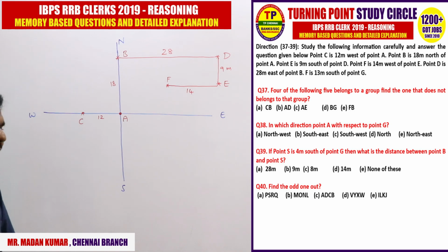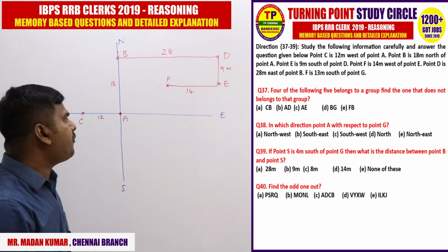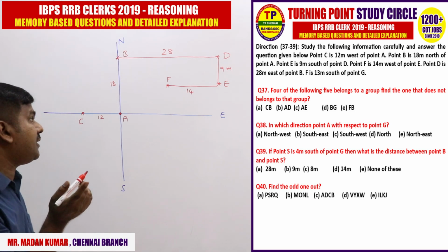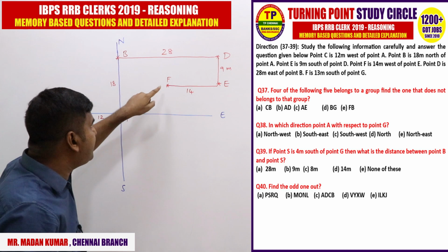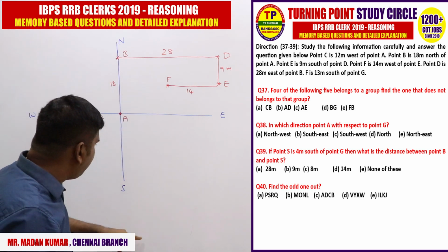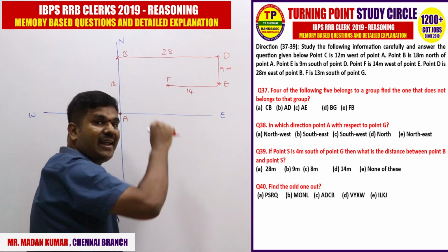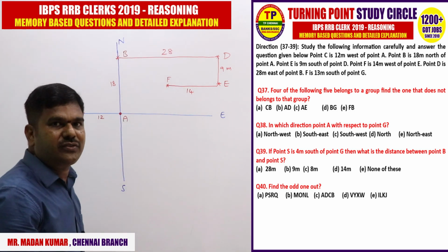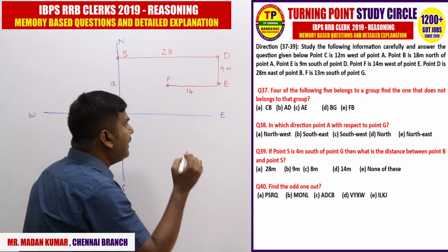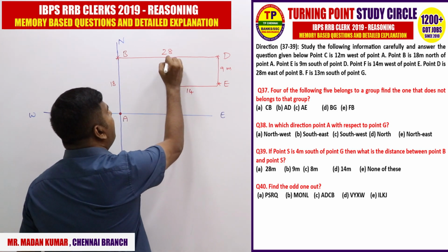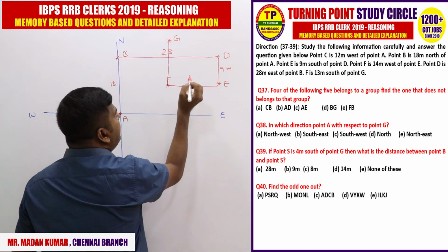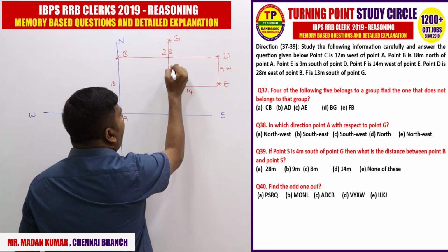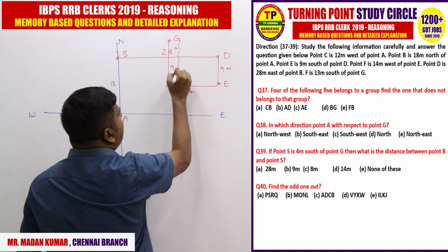So we are left with only the last statement. What is the last statement being given? F is 13 meters south of point G. What does that mean? For G, wherever G is, on the south side F is there. So F is already on the south side, which means G must be on the north side. Then only F will be on the south side of G. How much distance is being given? 13 meters. Now up to this one, how much is there? 9, another 4. So who must be there? This must be G and this is F. So 9 plus 4, total how much? This must be 13.